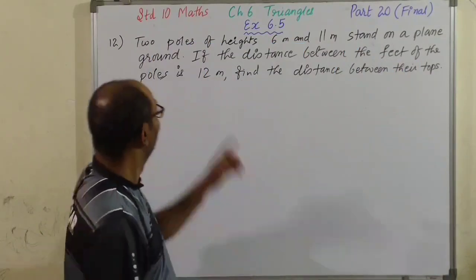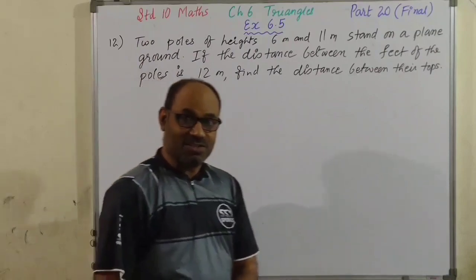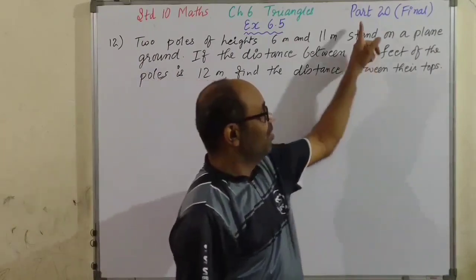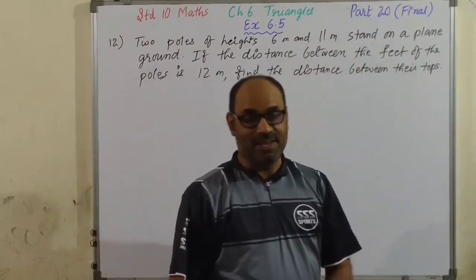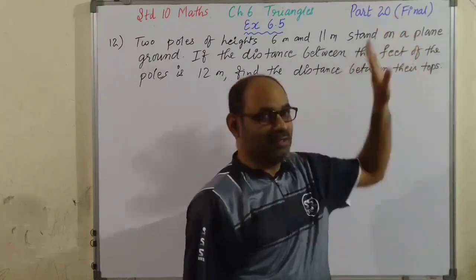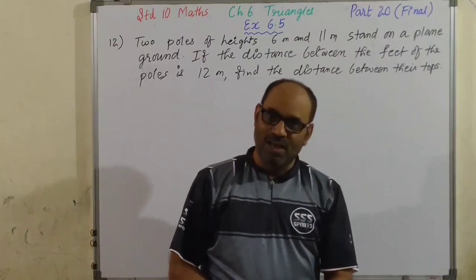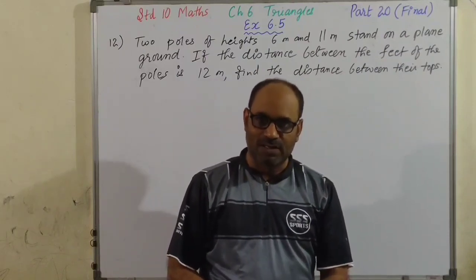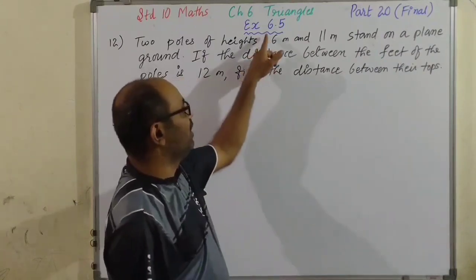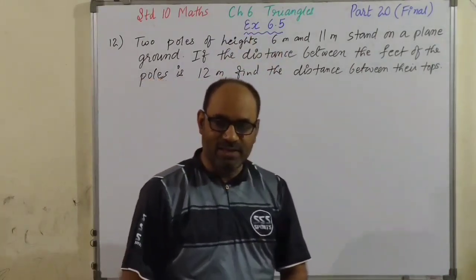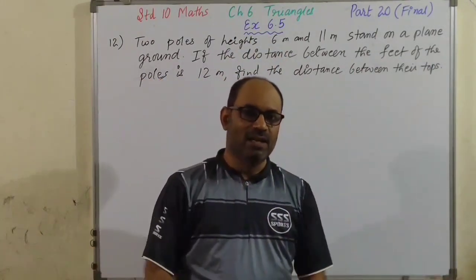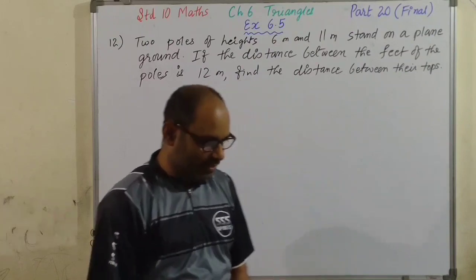Welcome back, students. Standard 10 Maths, Chapter 6 Triangles, and we are into the 20th session of this chapter, and this is going to be the final session. In the previous session, we solved some sums of exercise 6.5. Now we are going to see the last 4 sums of the exercise.